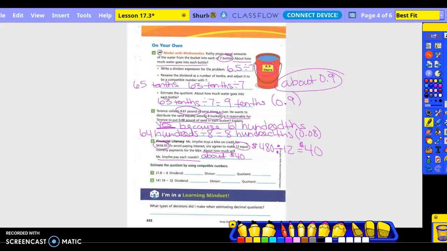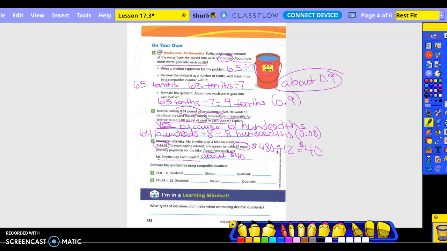Now we went with a little bit high estimate. Is that good in this case? Yes, because we're dealing with money, right? And once again, we want to make sure that we have enough to cover her payments. Because she wouldn't want to get to that last month and find out she has money left, and then she's going to start being charged what? Interest, right? Okay. All right.